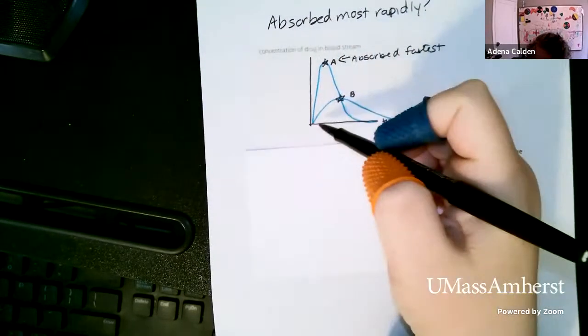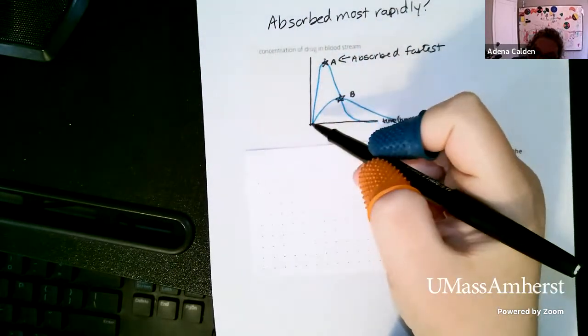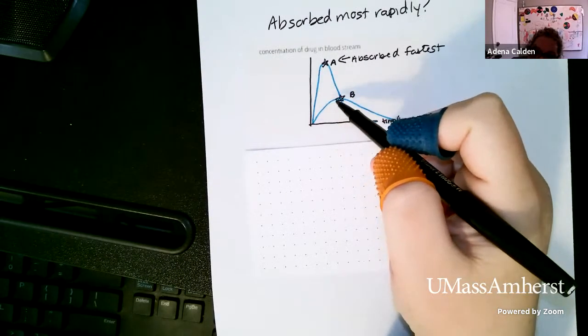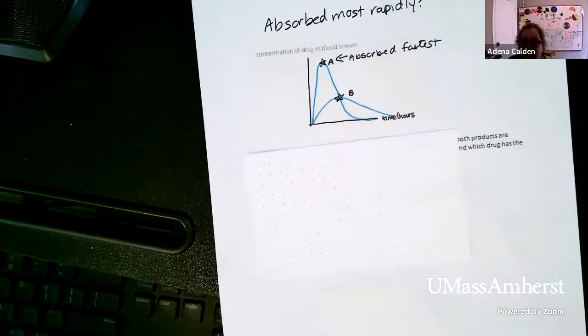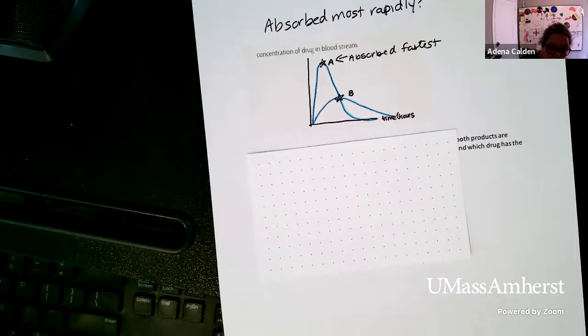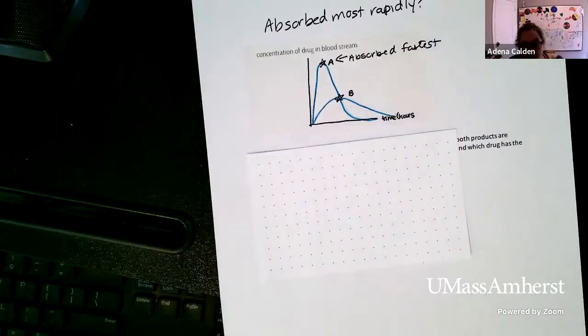And again, it's because the rate at which we are reaching our peak is significantly faster than drug B, which is taking a little more time. You see the rate's not quite as steep as for drug A. Okay, so when we're talking about absorption, that's what we're looking at. We're looking at this steepness and which one reaches its peak first.